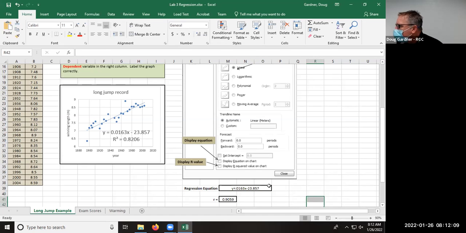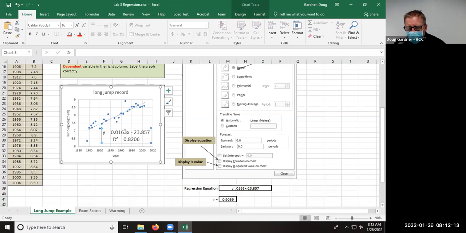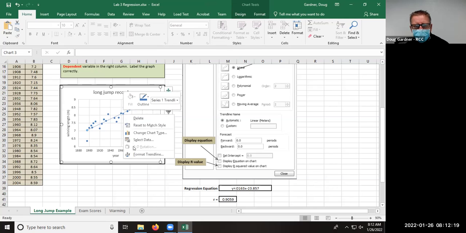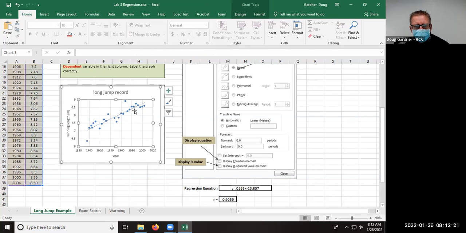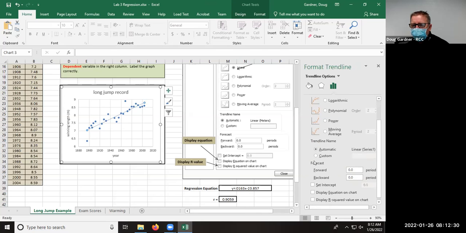Say it again. How did you put it in here? Yeah, let's do it again. When I clicked on these, thank you for asking. So when I clicked on the data, right-clicked and said add trend line, I just went down here to the bottom of this, and I'm showing it right over here so you can see it. But I said display the equation on the chart, that little box, and display the R squared value.